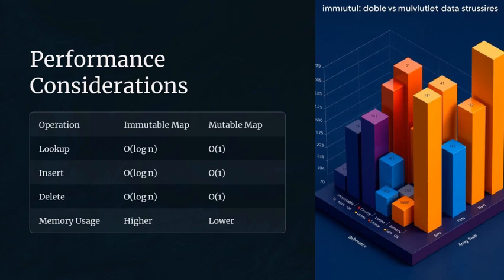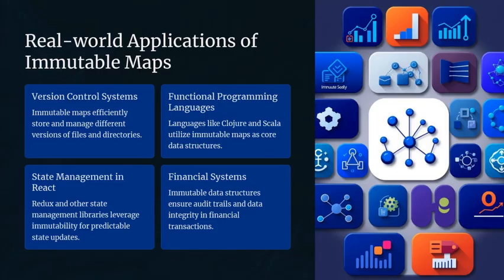In memory usage, immutable maps are higher and mutable maps are lower, because we are always going to create a new map for insertion or deletion, so it will use more memory than mutable maps.